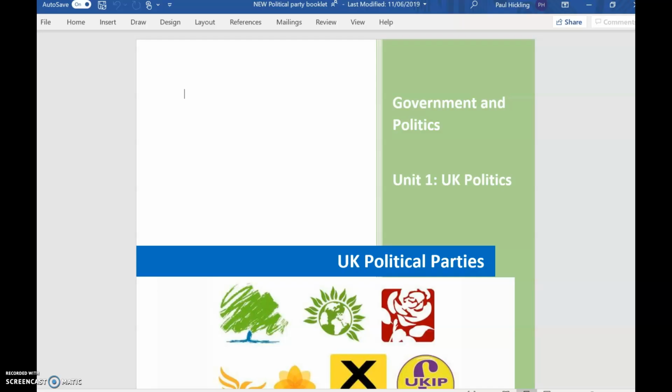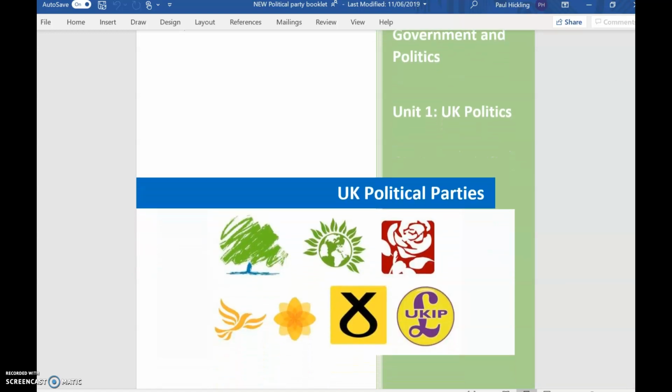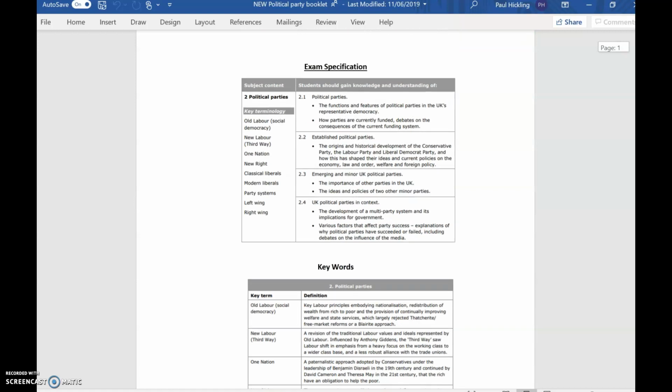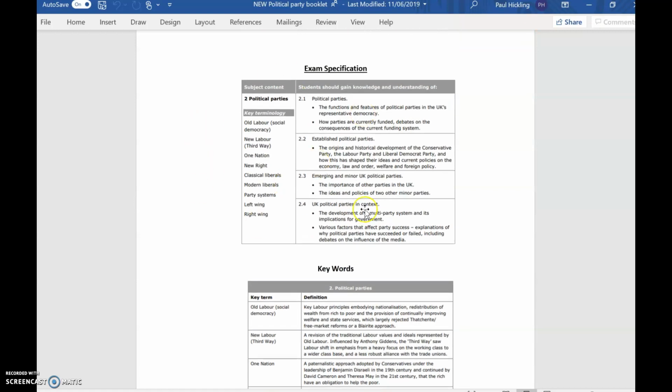This lesson I'm going to go through today is our introduction to political parties, our second topic area. Firstly, if you look in the booklet, we've got the exam specification on the first page. Scrolling down to it, here we go. Over the next three weeks, this is the content which we'll be looking at.